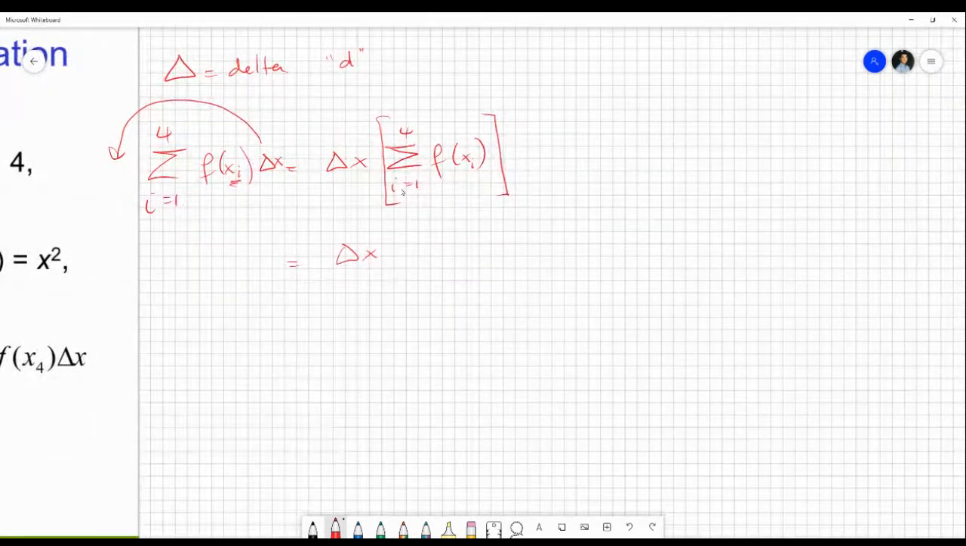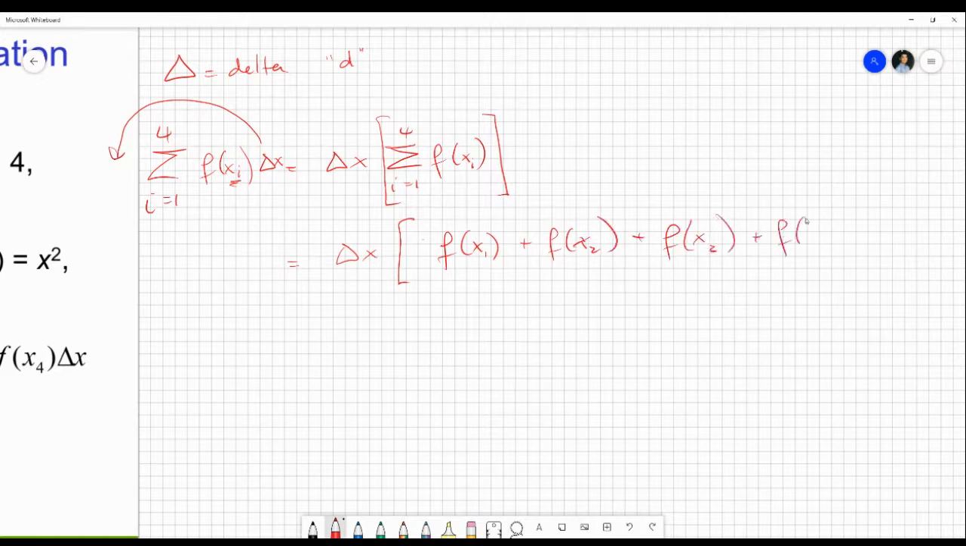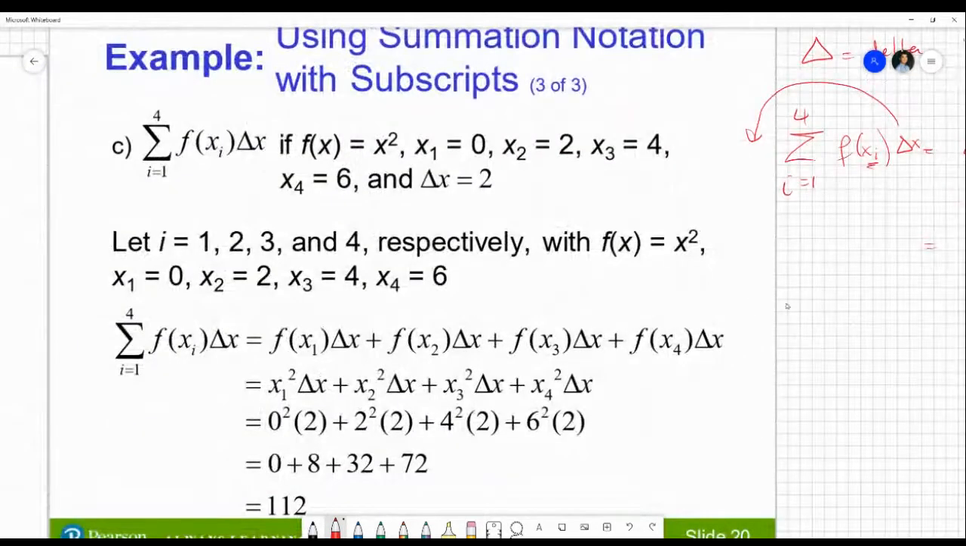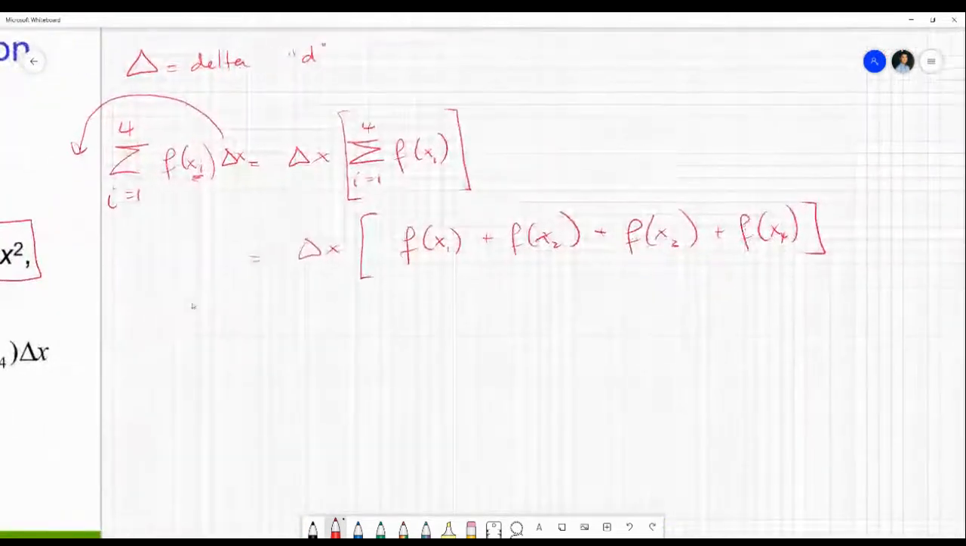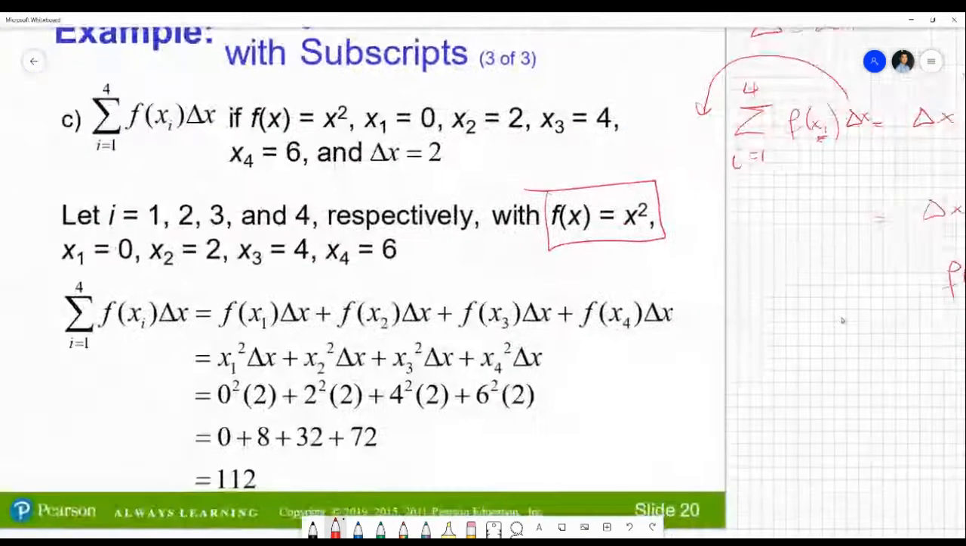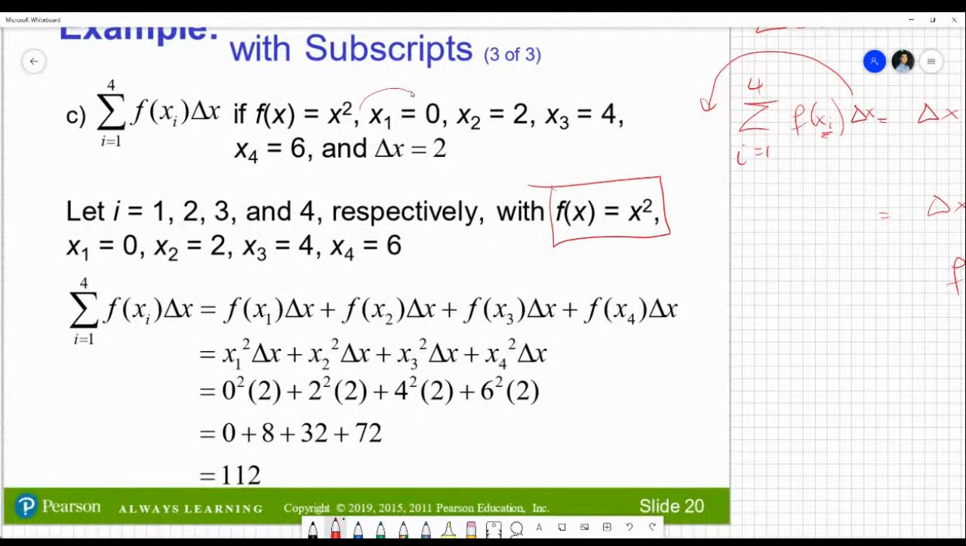So now let's plug in i equals 1. We have f of x1 plus f of x2, and we go all the way up to 4. Okay, now let's see if they're going to give us the values for it. Here they tell us that f of x is equal to x squared. So now you can do a direct substitution by plugging in here. Now, what are the values of x1, x2? Here they give that to us right here. Okay, and delta x was 2.